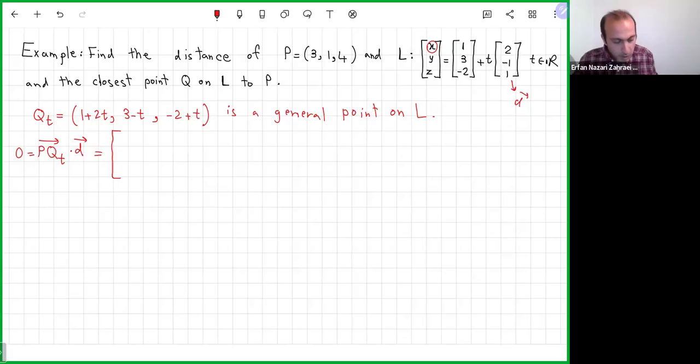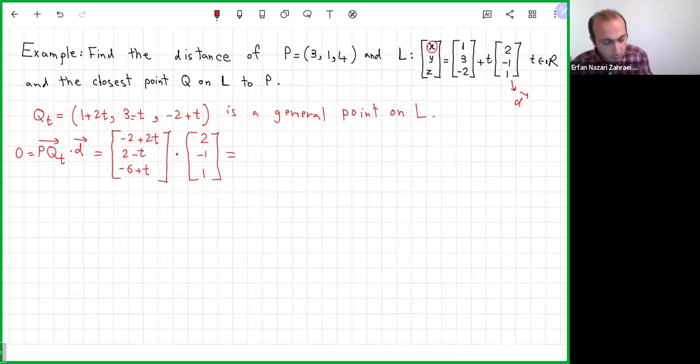Then let me compute this. PQt, it's this minus this. Coordinates of this minus coordinates of this. Which is 1 plus 2t minus 3 becomes negative 2 plus 2t. This minus 1, which is 2 minus t. Then this minus 4, which becomes negative 6 plus t. Then the dot product with D. D is this: 2, negative 1, 1. It should be 0.